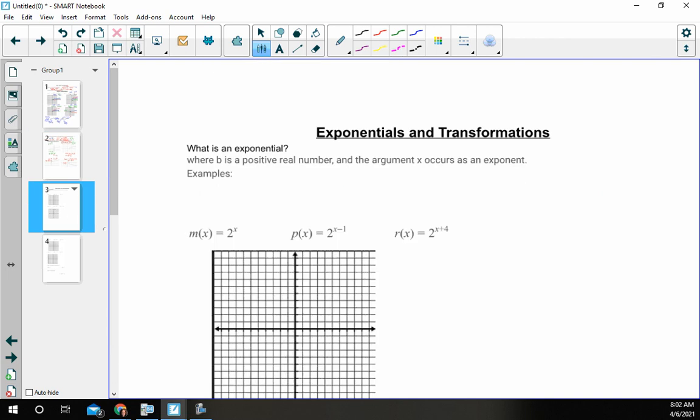Okay, so what is an exponential? Where b is positive, a real number, and the argument x occurs as an exponent. So here is our basic parent exponential.